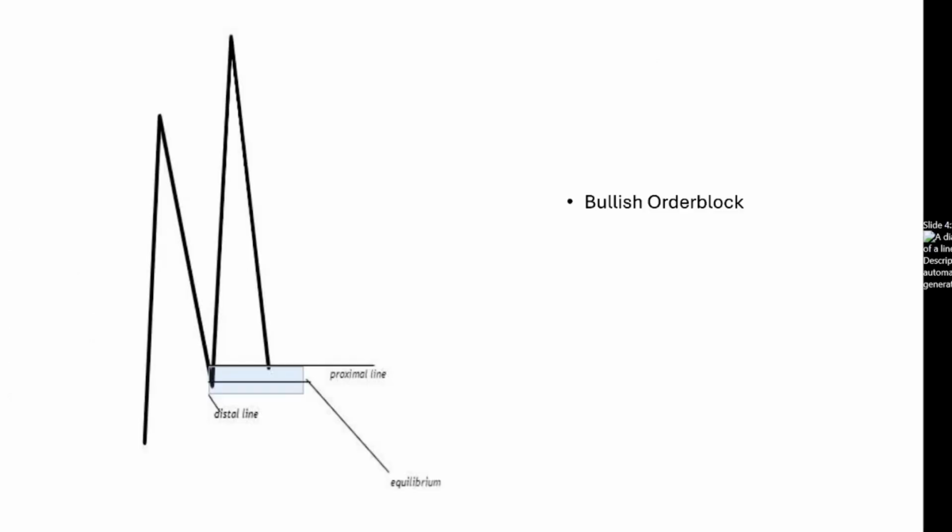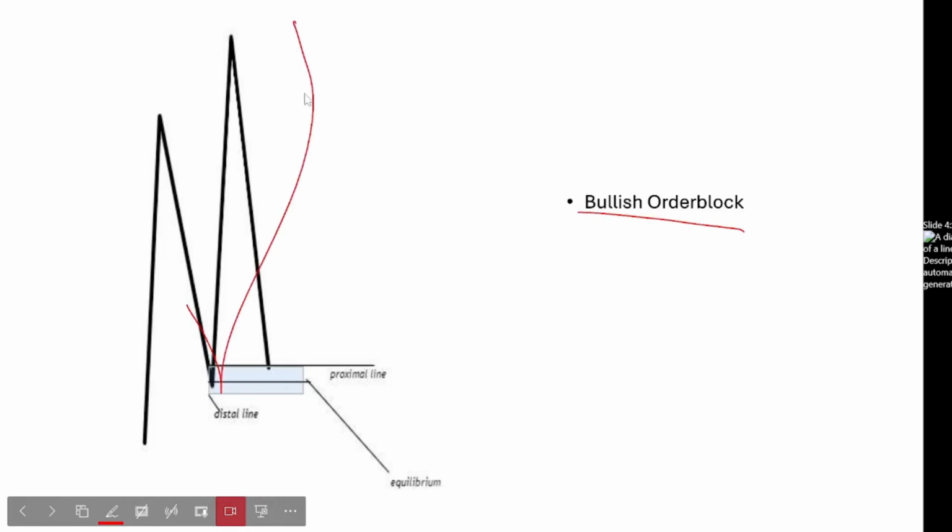This is an example of this. This one is a bullish order block. Bullish order block, this is a demand. We call this a demand. In the demand, we have a proximal line, which is right here. And we also have the distal line, which is at the end of the order block.